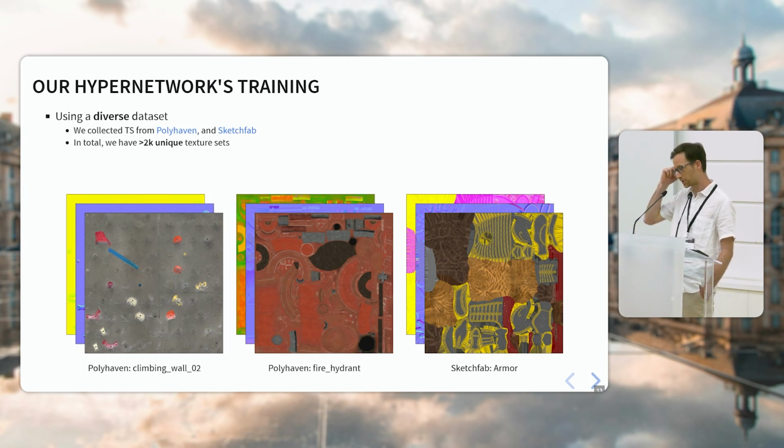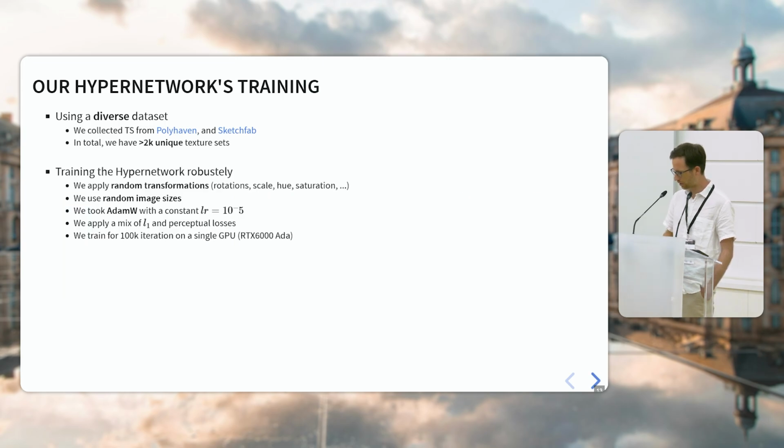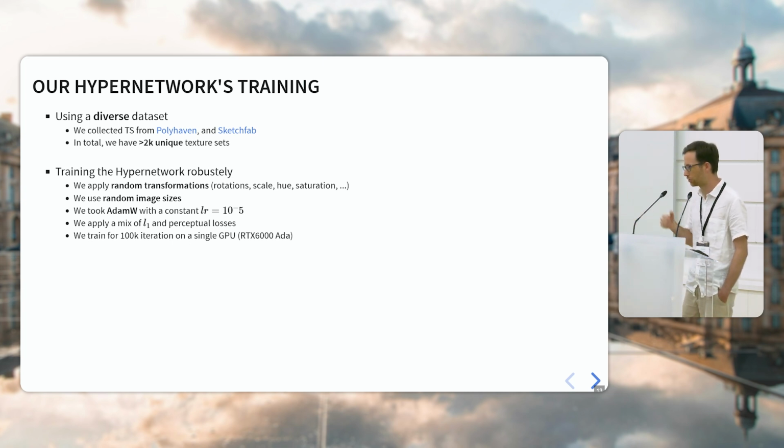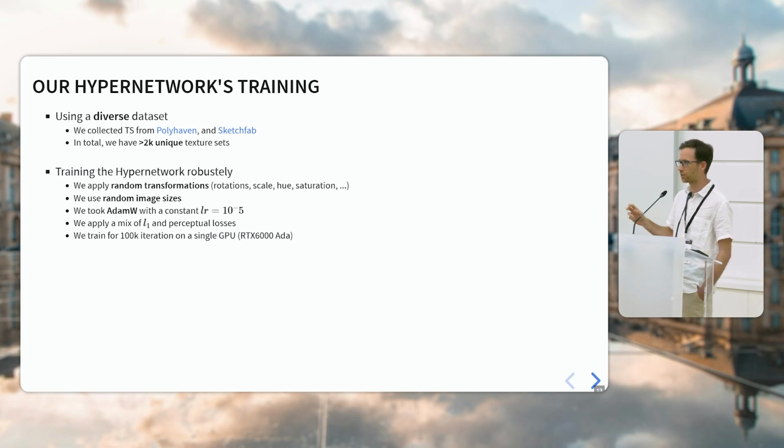In total, there are more than 2,000 unique texture sets at 4K resolution, and those textures are used to train the hypernetwork using random transformation, both in rotation and scales, but also changing the hue, saturation, and lightness of the diffuse component, as well as nonlinear transformation for elements that can apply to. For example, we don't change the normal map because there's no real transformation that preserves what the normal map is.